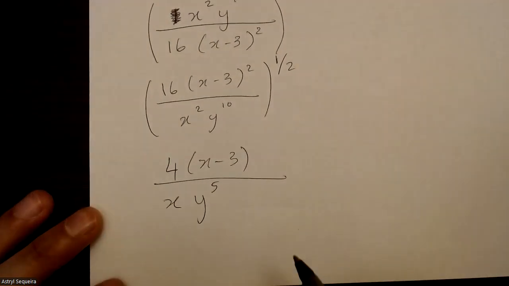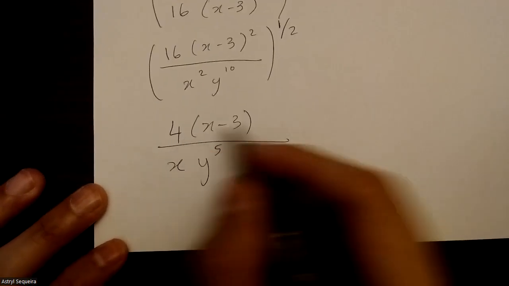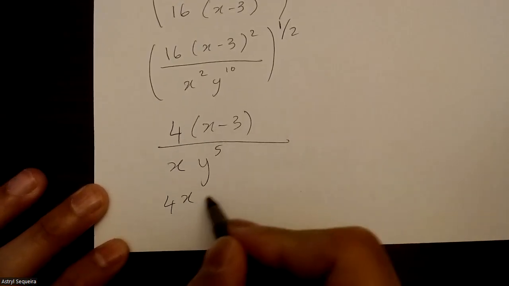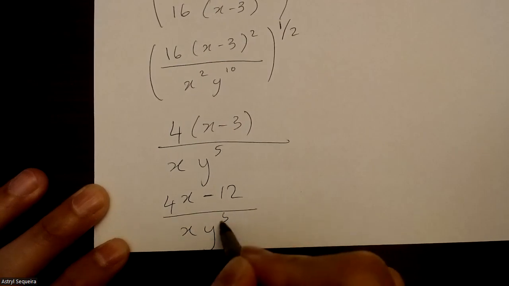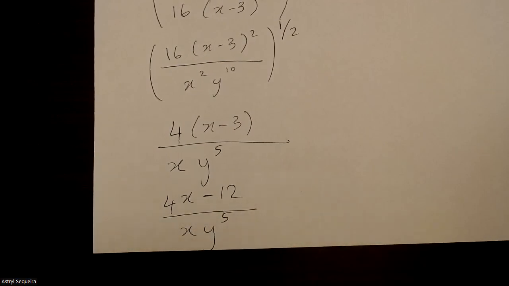This could be a final solution, but if you want to expand it, you could just write it as (4x minus 12) over xy^5, and this should be an acceptable solution as well.